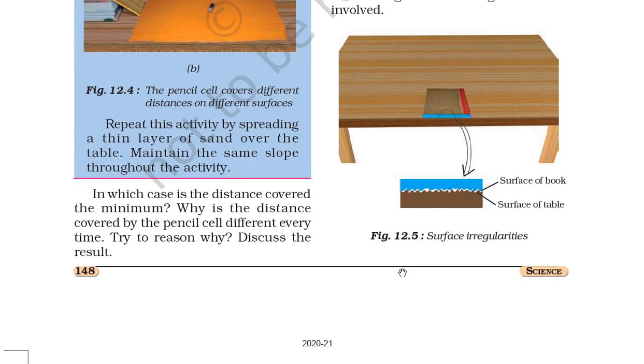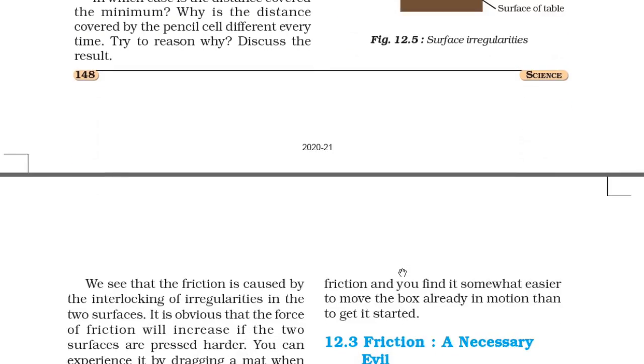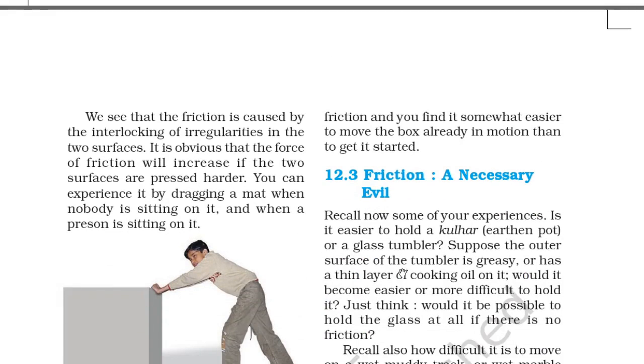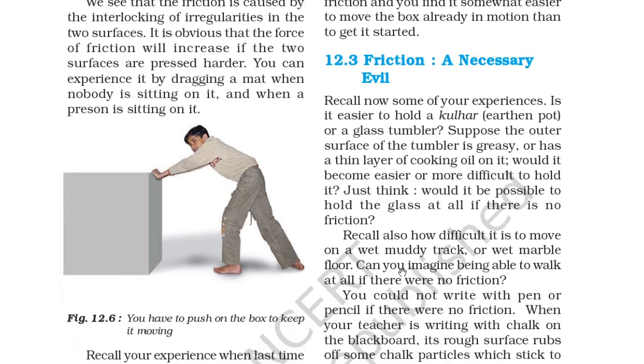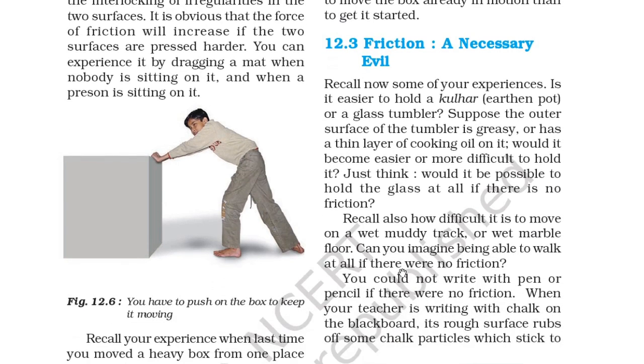So many irregularities. So we see that the friction is caused by the interlocking of irregularities in the two surfaces. It is obvious that the force of friction will increase if the two surfaces are pressed harder. You can experience it by dragging a mat when nobody is sitting on it and when a person is sitting on it. So you can see in figure 12.6 you have to push on a box to keep it moving.